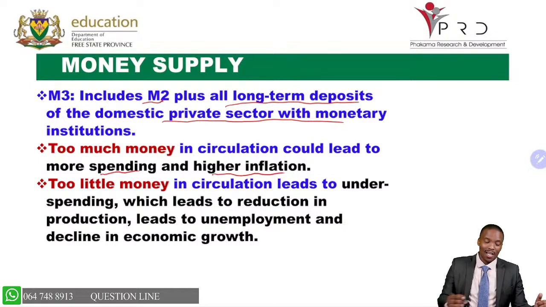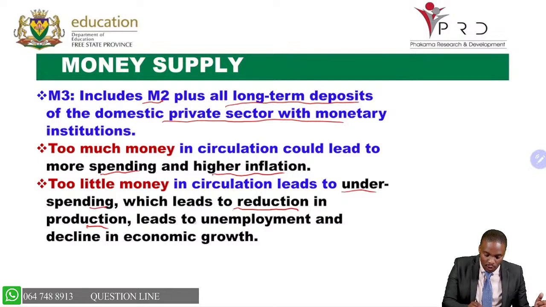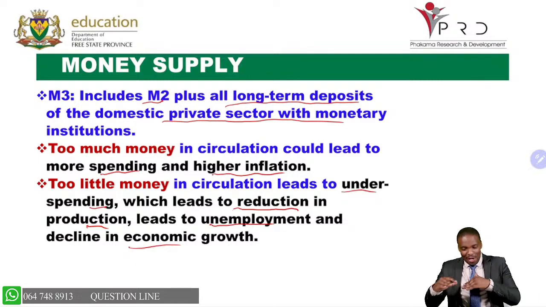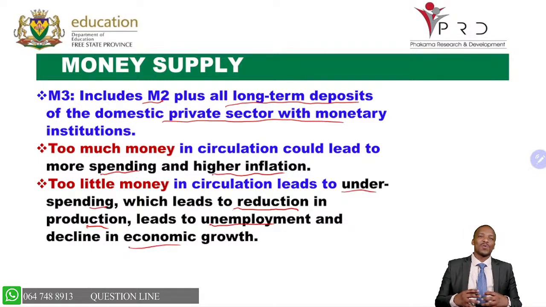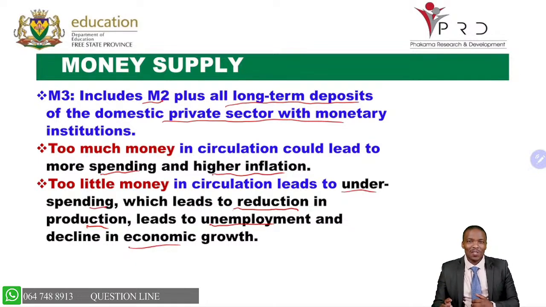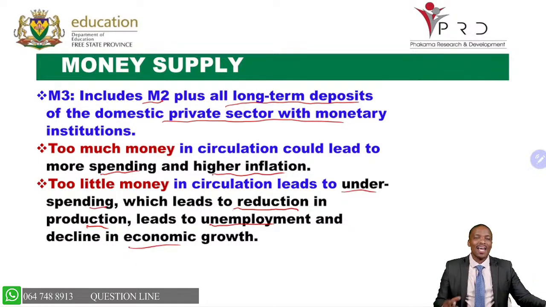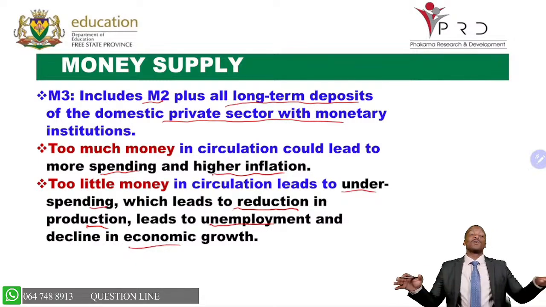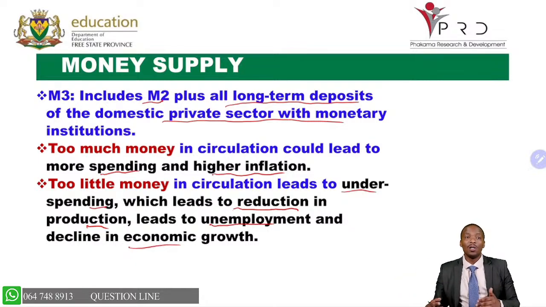But on the other side, too little money in circulation leads to underspending, which reduces production, which leads to unemployment, which leads to a decline in economic growth. So that tells you that there should be a balance within the economy. There should be someone who's willing to wake up in the morning to go and work so that production can take place, and have that money, spend it and pass it to someone else. And that person also, there should be someone who's willing to work. Because if all of us would have money, no one would be willing to work.